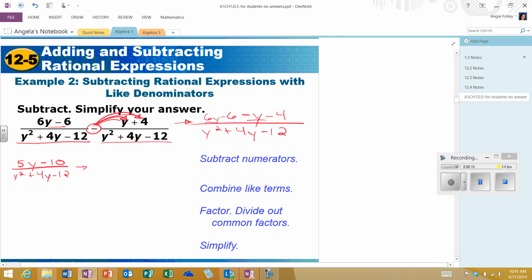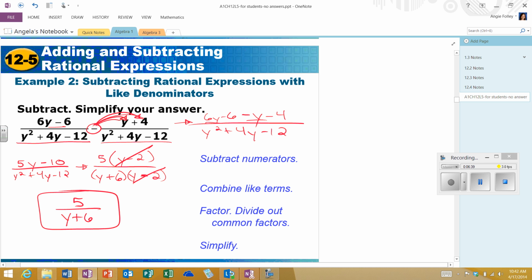Now I'm going to factor my top and my bottom. I'm going to pull 5 out of the top. And I'm going to factor my trinomial on the bottom. So I've got a y and a y. And I know that I want to make 4, so I'm going to use a 6 and a 2, and I'm going to have a positive 6 and a negative 2. These will cancel, and I'm left with 5 over y plus 6.